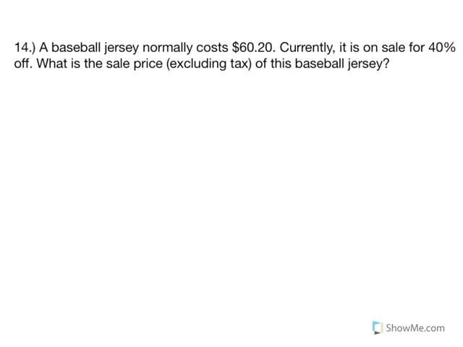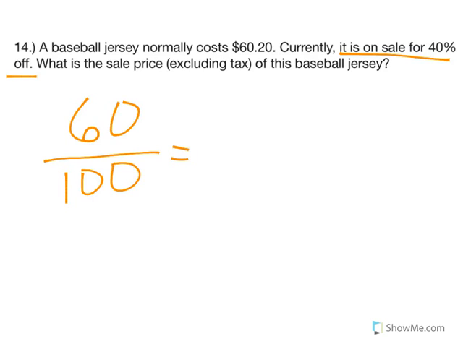And 14, a baseball jersey normally costs $60.20. Currently, it's on sale for 40% off. What is the sales price, excluding tax, of the jersey? Now, there's two ways to do this problem, and I want to talk about it this way. It's on sale for 40% off. So how much are you still paying? So if you don't have to pay 40%, you are paying 60%. So this is how much I'm still paying, right? I'm still paying 60%, because that's what we want to know.